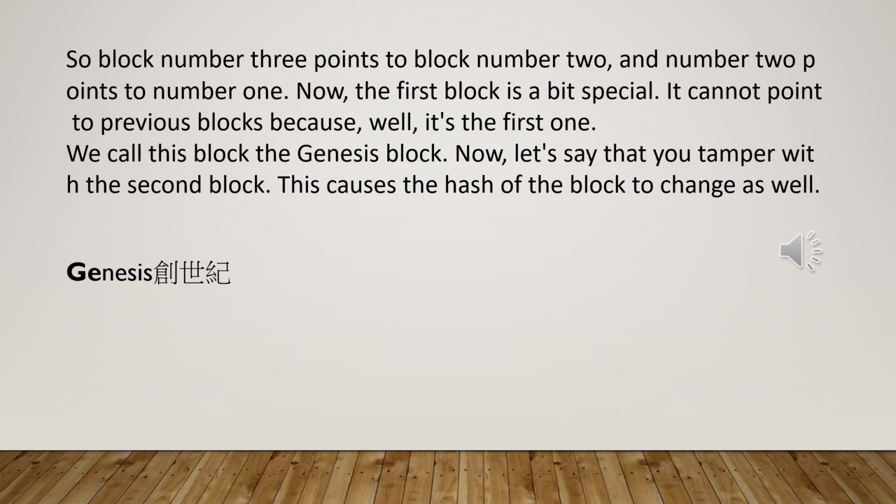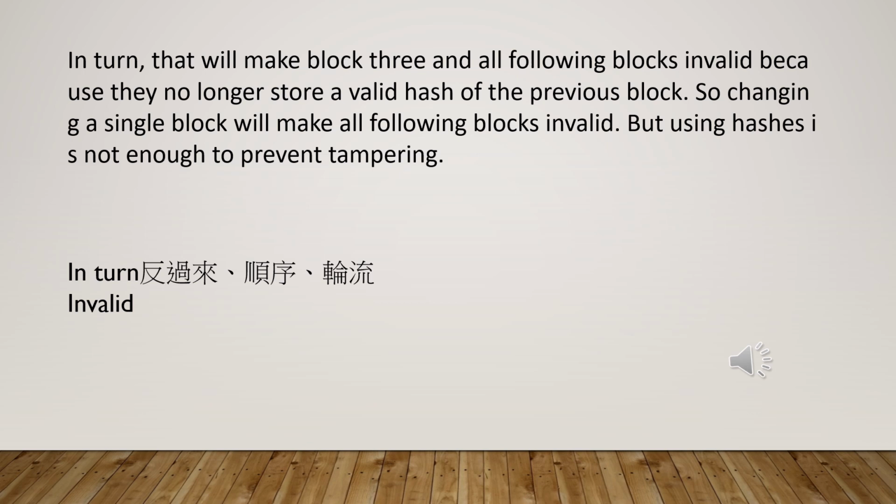Now, let's say that you tamper with the second block. This causes the hash of the block to change as well. In turn, that will make block 3 and all following blocks invalid because they no longer store a valid hash of the previous block. So changing a single block will make all following blocks invalid.